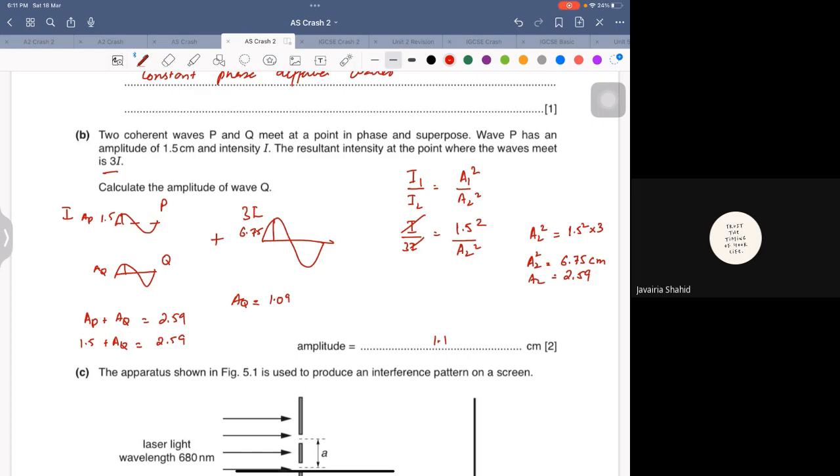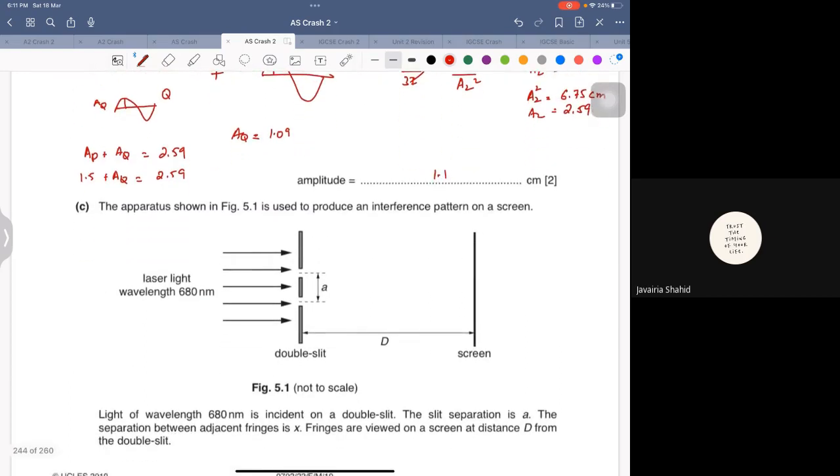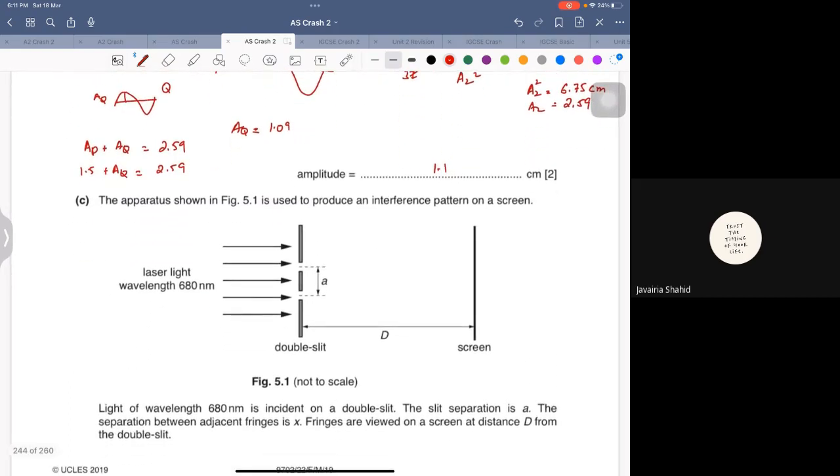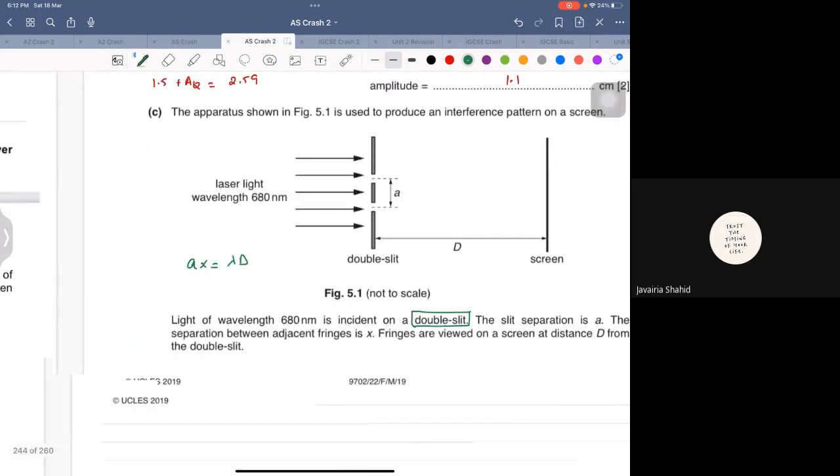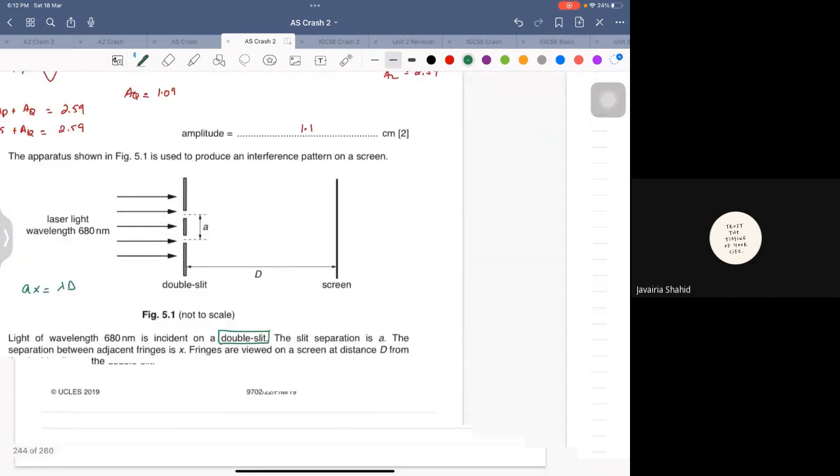So just use this anyway. Now, if I see something written as a double slit, which formula should I remember then? Lambda D is equal to ax. Yes, very good. Now you guys understand everything, and now you go to the next question.